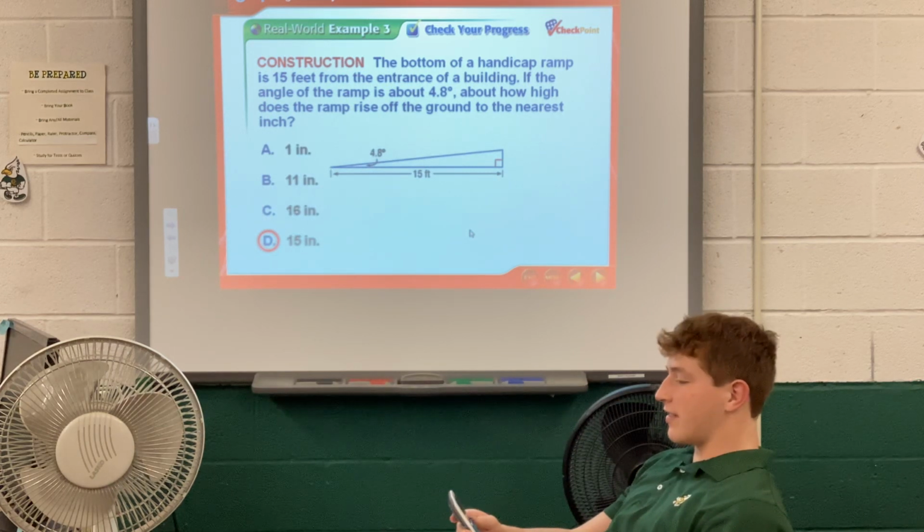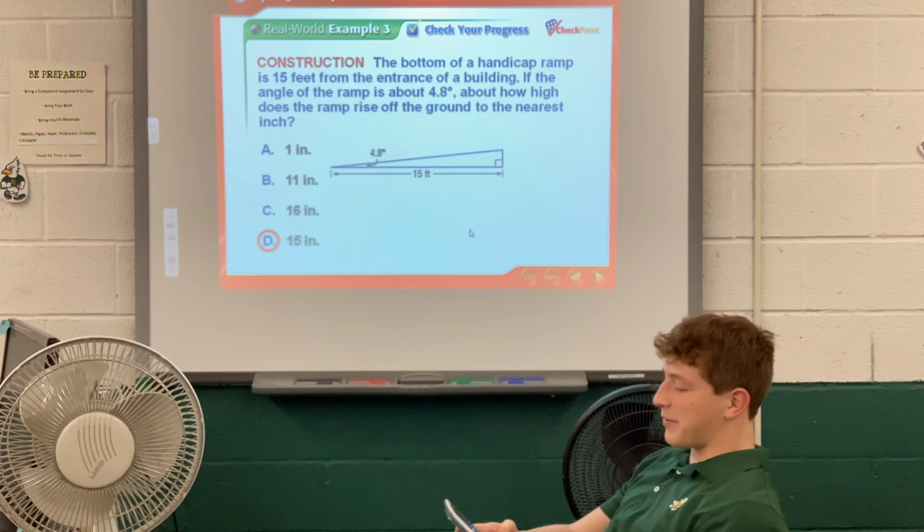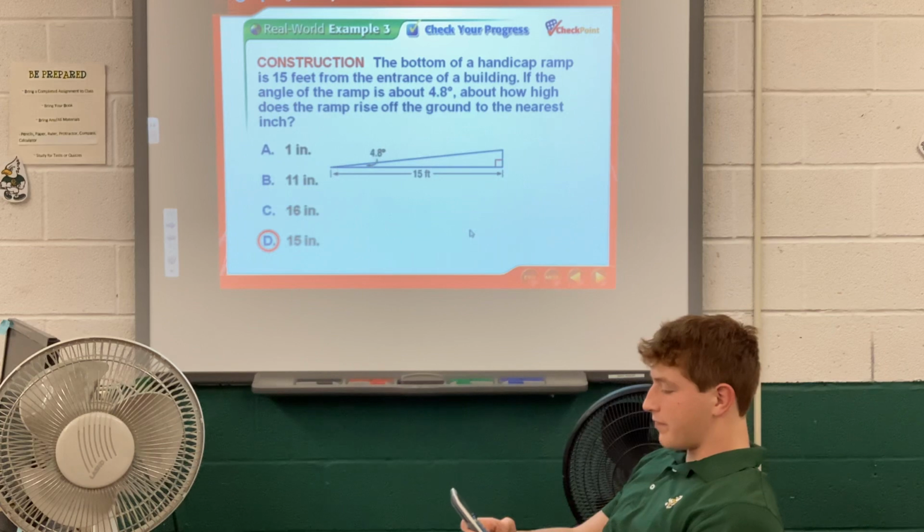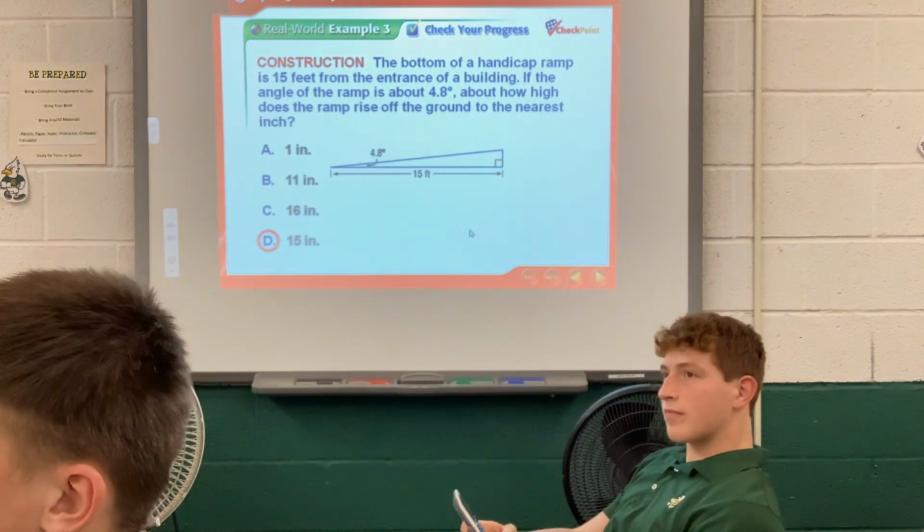15 inches. Oh, I forgot to put the times. So here's the big thing right here, right? You got 1.2. Why is 1.2 the same thing as 15 inches? What does their 1.2 really mean?